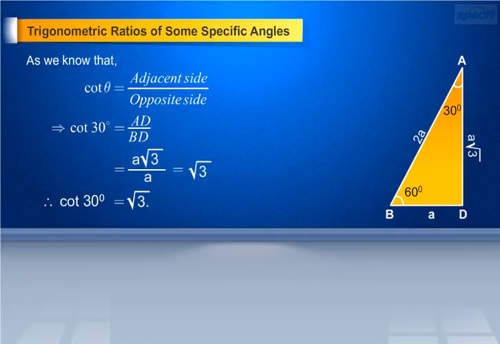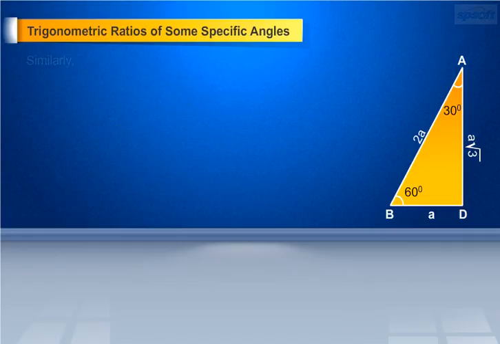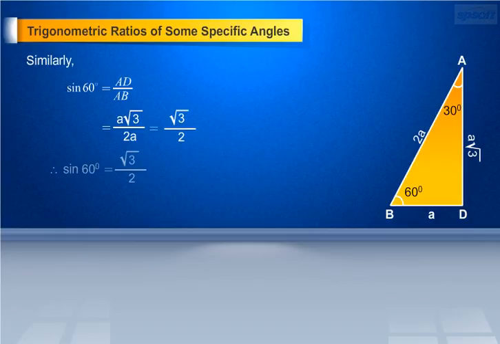Let's now find the trigonometric ratios of triangle BDA, with angle B equals 60 degrees. Similarly, sine 60 degrees equals AD by AB, since sine theta equals opposite side by hypotenuse. This is equal to a root 3 by 2a. This is equal to root 3 by 2. Therefore, sine 60 degrees equals root 3 by 2.